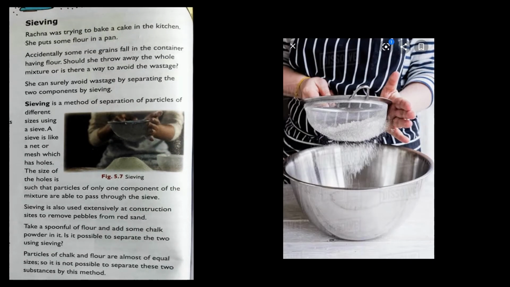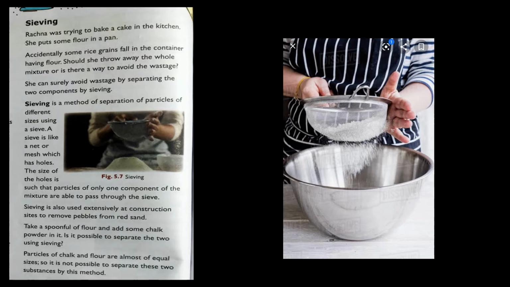So students, our next topic is what? Sieving. So what is sieving? Sieving is a method of separation of particles of different sizes using a sieve. How does a sieve work? You have to see that a sieve is like a net. It is made of net or mesh, which has tiny holes in it.